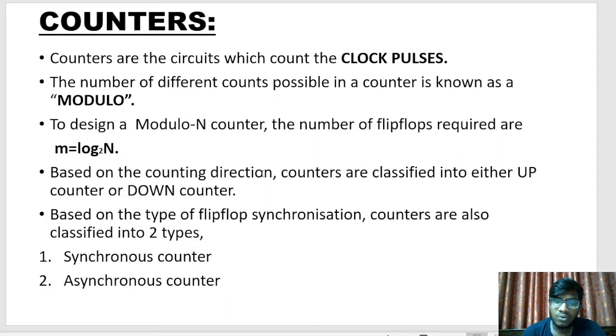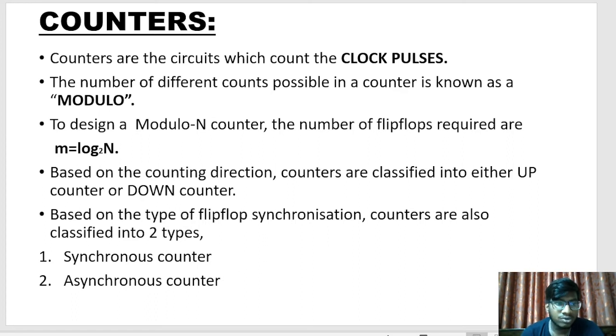Based upon the counting direction, counters are classified into either up counters or down counters. An up counter counts in sequential order, that is 0, 1, 2, 3, 4 and so on, whereas a down counter goes from the highest value to the lowest value, that is 9, 8, 7, 6 and so on. Based upon flip-flop synchronization, counters are also classified into two types: synchronous counters and asynchronous counters. Synchronous counters have the same clock pulses, whereas asynchronous counters have different clock pulses.